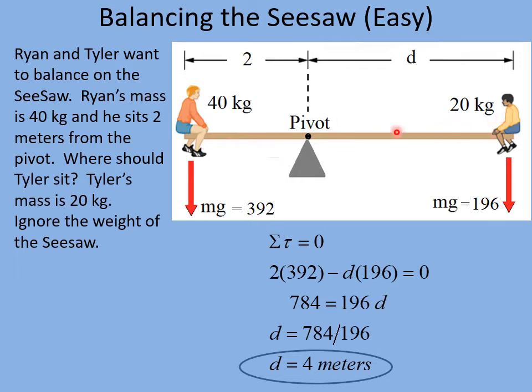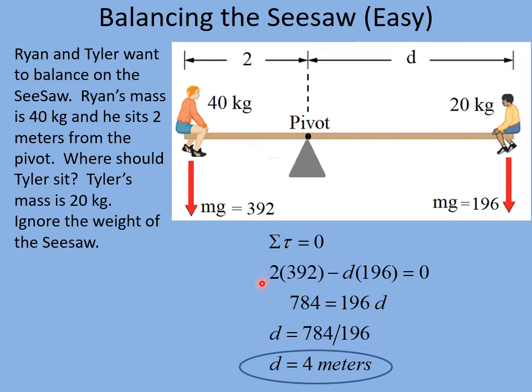They want to be balanced like this so that it's not rotating. And we're told that Tyler's mass is 20 kilograms. So we're trying to figure out this distance right here. And also we're going to ignore the weight of the seesaw in this problem. So our condition for static equilibrium here is just for no rotation, we want to make sure that the sum of the torques is 0.